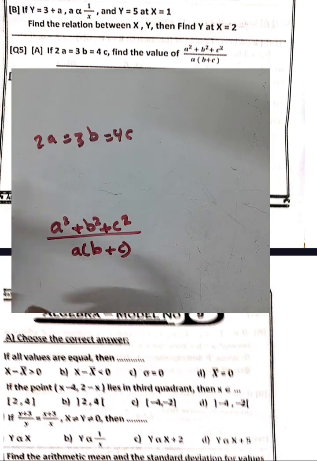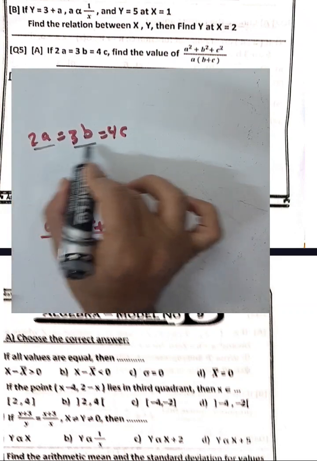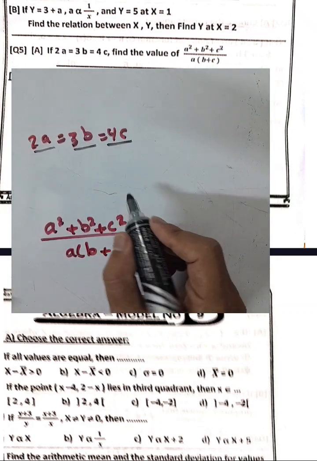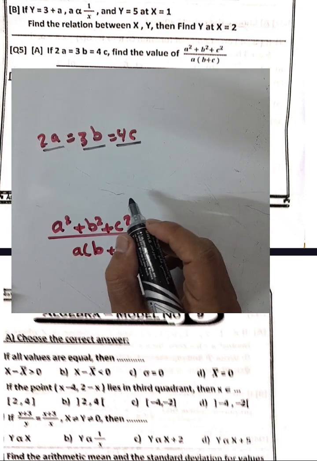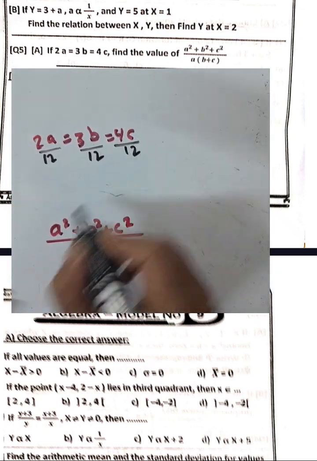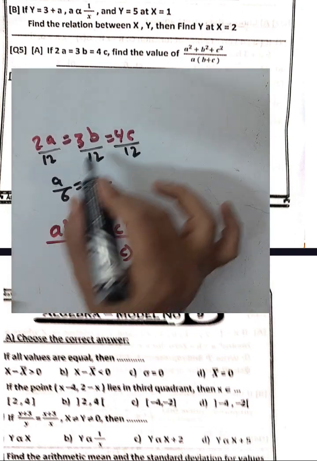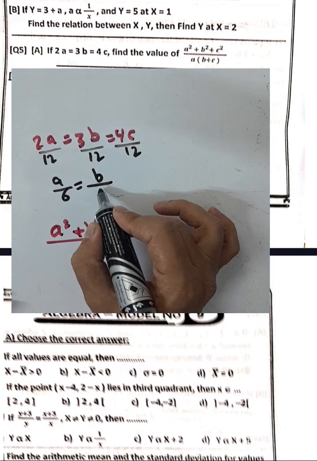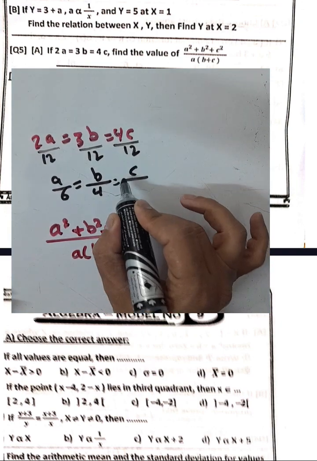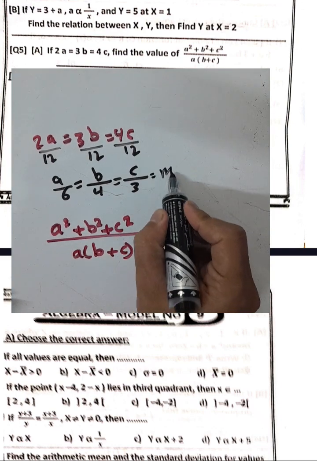Okay, in this example, we can find the ratio between A and B and C by dividing by 12. It's the least common multiple of all the numbers. We multiply by 12 here, here, and here. Then you can write A over 6 will be equal to B, 12 divided by 3 equals 4, and C over 12 divided by 4 equals 3. Then you can write here constant.